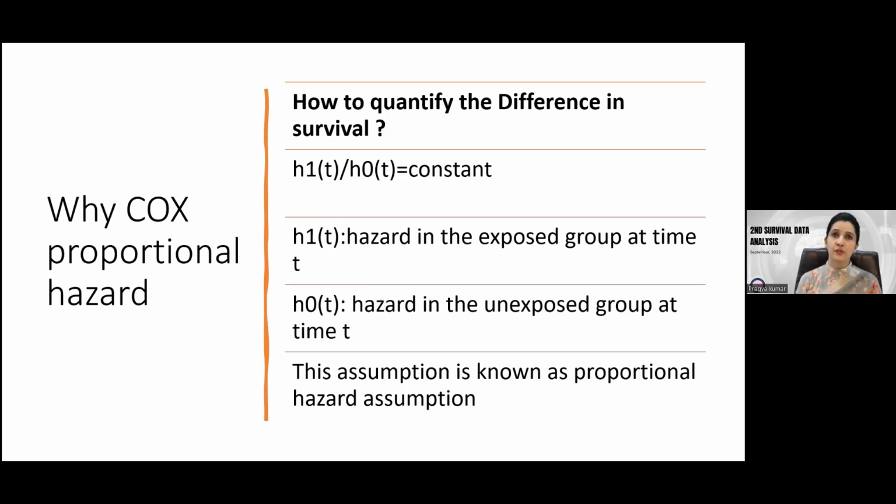In this case, you can take H1(t) and H0(t) also as a categorical variable, like male and female, maybe the various categories of BMI. So this constant, which we have seen will be constant at various time points, this assumption is known as the proportional hazard assumption. And we need to satisfy this assumption before we can go for this test.